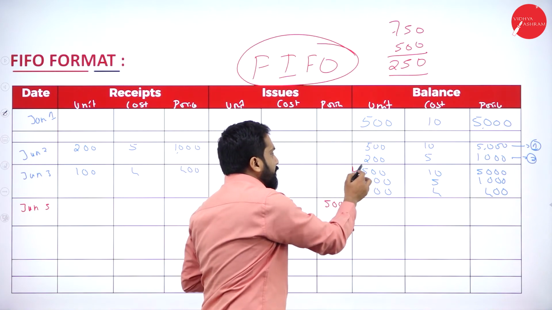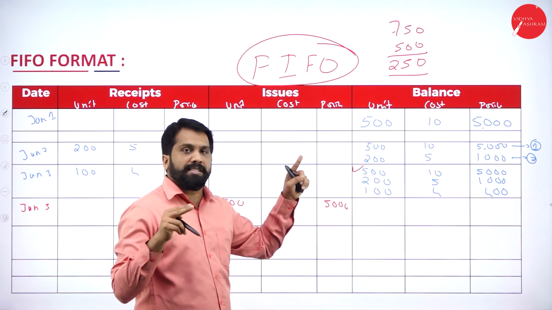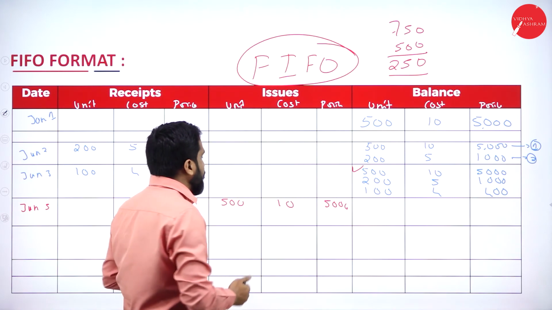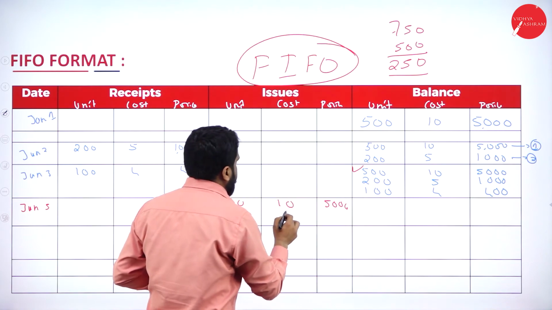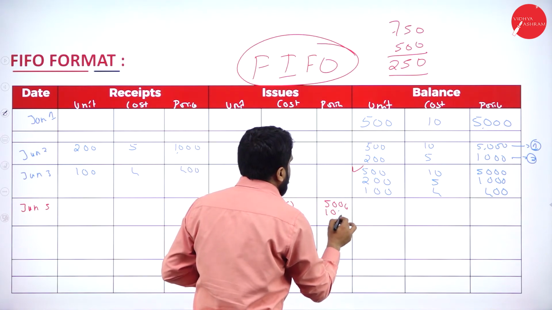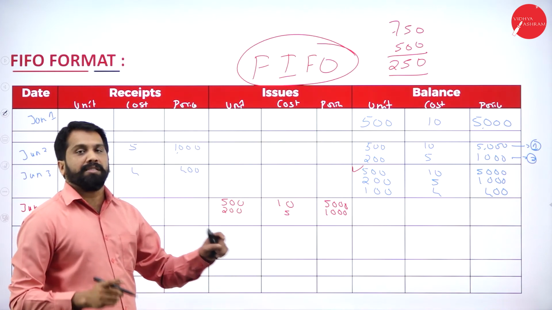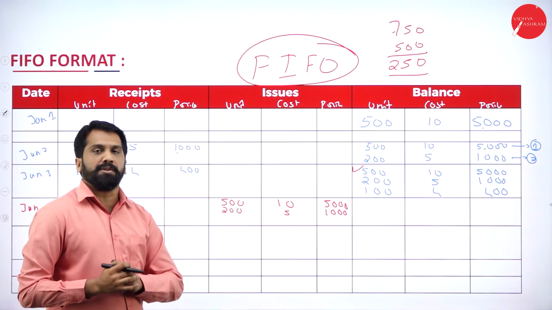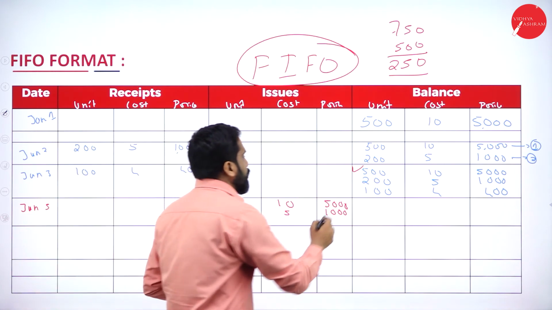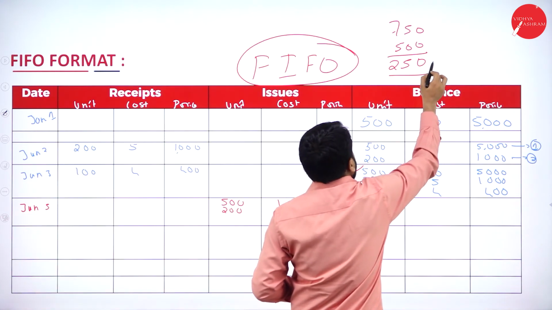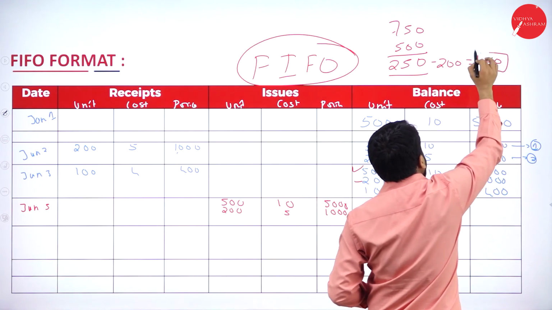Go to the second box. How much do you have in the second box? 200. How much do we need? 250. Sufficient? No. You take 200. What is the price given? 5. It will be 1000. Remember, whatever price is mentioned in the box, the same price we are supposed to calculate. Now, this is done. We'll go for the last one. 250 minus 200, balance 50 required.